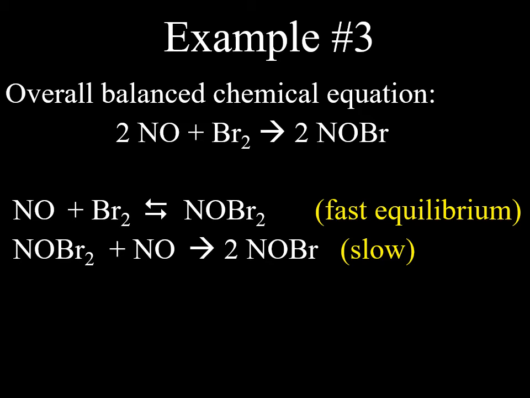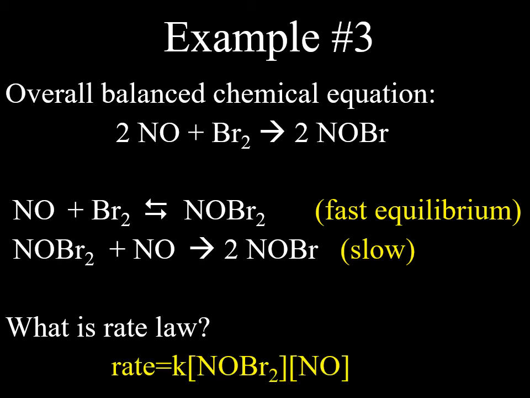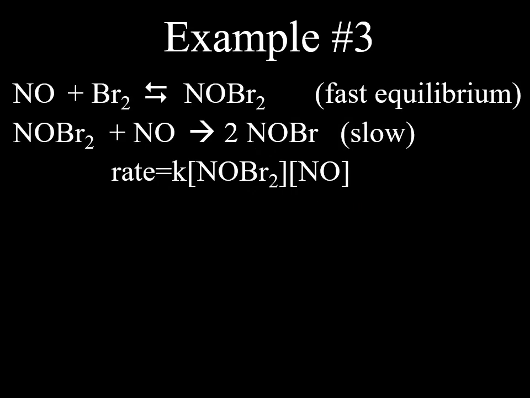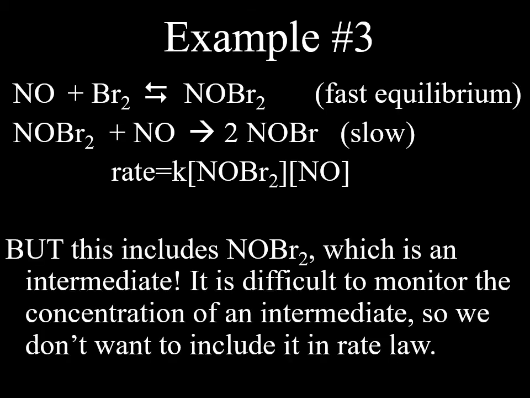It went away. Okay. All right, this one says that we have a slow step and we have a fast step that is in equilibrium. So again, if they tell us what the slow step is, we can write the rate law. Rate constant times first order in NOBr2 and first order in NO. It's the same information from the previous slide. I just printed it over again.